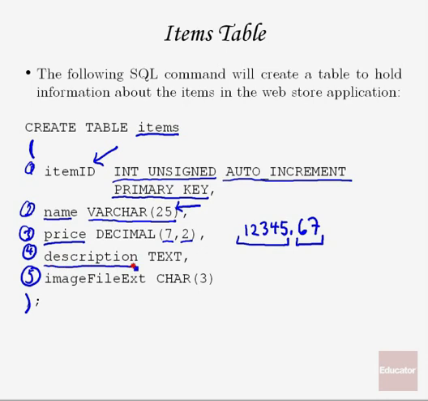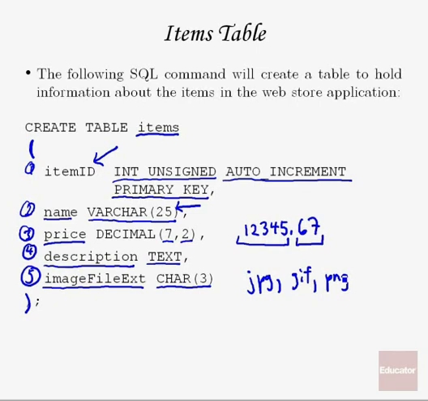We're going to have a description column, and we're going to set its data type equal to text, and that's going to allow us to store a large amount of text information about the description for our item. And then we're going to create an image file extension column, and we're going to use the fixed length string data type called char, and we're going to make it a fixed length of 3. So that means that we can only enter image file extensions that have length 3, which makes sense because we'll be entering things like JPEG, GIF, and PNG, for example, which are file extensions that are 3 characters in length.